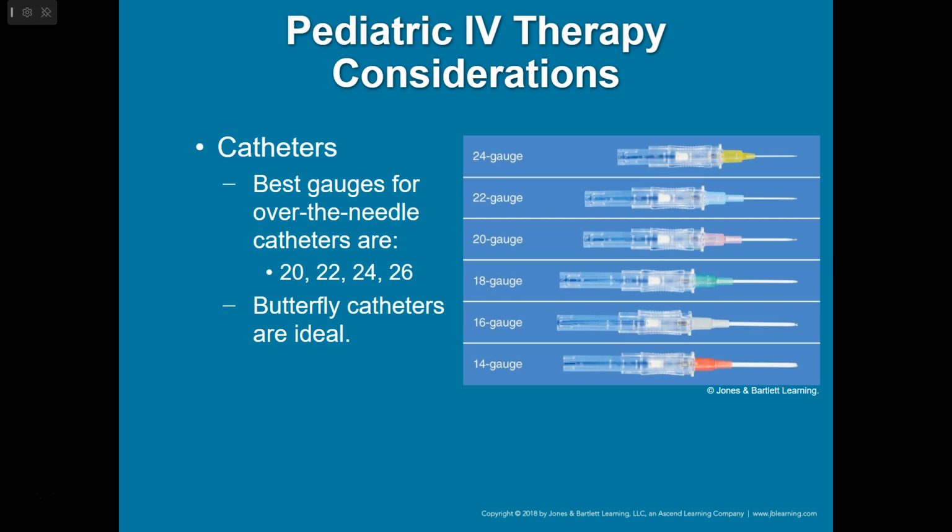Catheters. We mentioned over-the-needle catheters, most common. That's what all those are in the picture. Smaller the number, the larger the size of the actual needle and catheter. So 14 gauge you see there is a lot larger needle and catheter than a 24 gauge. Know that they also make even larger ones, like a 6 gauge or an 8 gauge. Those are humongous.